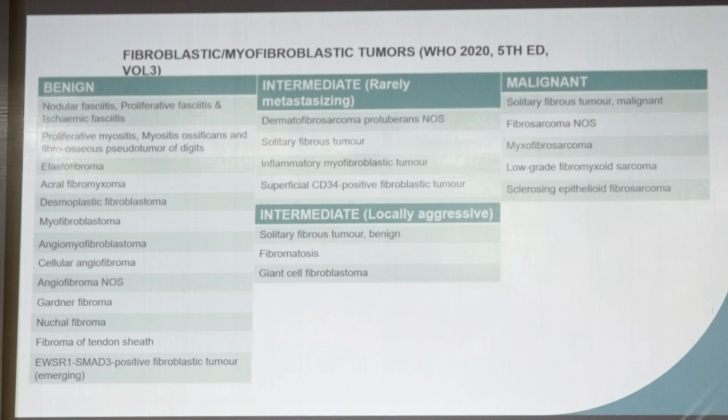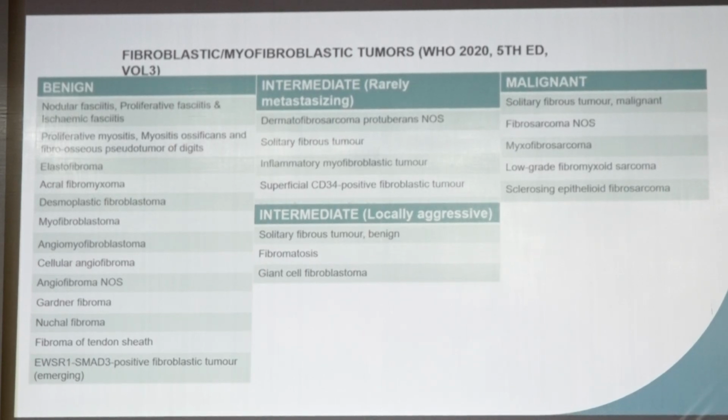Gone are the days when we had only benign and malignant soft tissue tumors. Now we have an intermediate group, and also in the intermediate group we have 2 subgroups. One is intermediate rarely metastasizing, and one is intermediate locally aggressive. So rarely metastasizing usually doesn't show, in a span of 10 years it will probably not show you any metastasis, but there are case reports, there are sporadic findings of having a metastasis in these tumors.